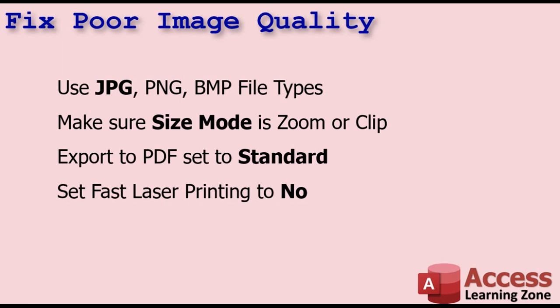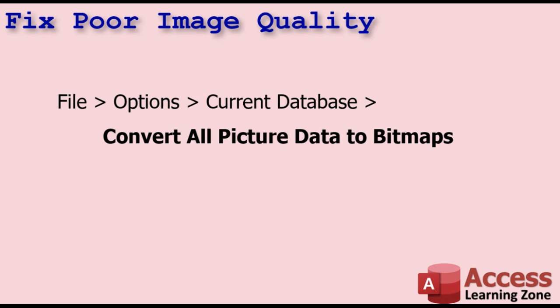Well, first, use a good quality image. I recommend JPEG. PNGs are next best, and of course BMPs. GIFs don't usually turn out too well unless you've got really super high quality ones. I stick to JPEGs. Make sure the size mode of your image is set to zoom or clip, not stretch. If you're exporting to PDF, make sure you set that export to standard, not minimal size. I like to set the fast laser printing option of the report to no. And the big fix, under file options, current database: convert all picture data to bitmaps.